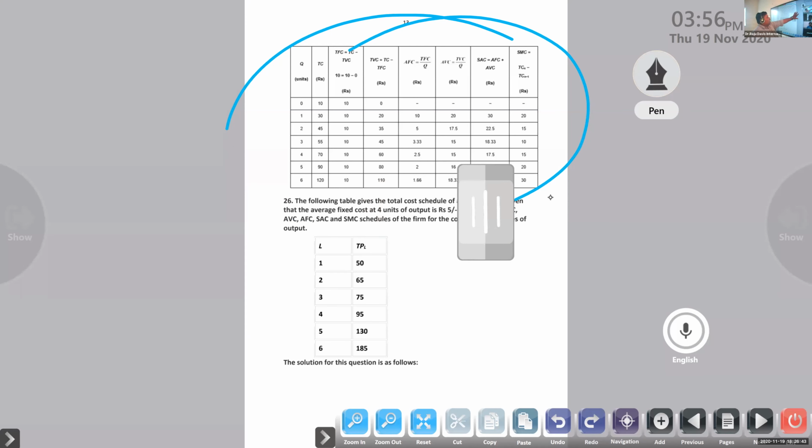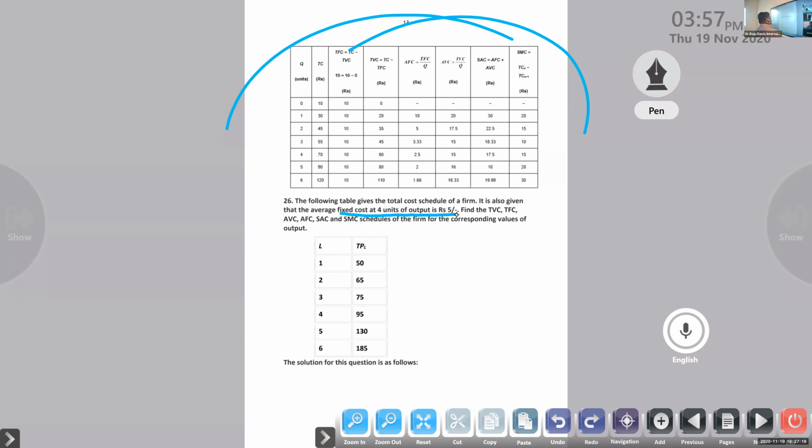The following table gives the total cost schedule of a firm. It is also given that the average fixed cost at 4 units of output is 5 rupees. Find the TVC, TFC, AVC, AFC, SAC, and SMC schedules of the firm for the corresponding values of output. Keep that in your mind: for 4 units the average fixed cost is rupees 5.